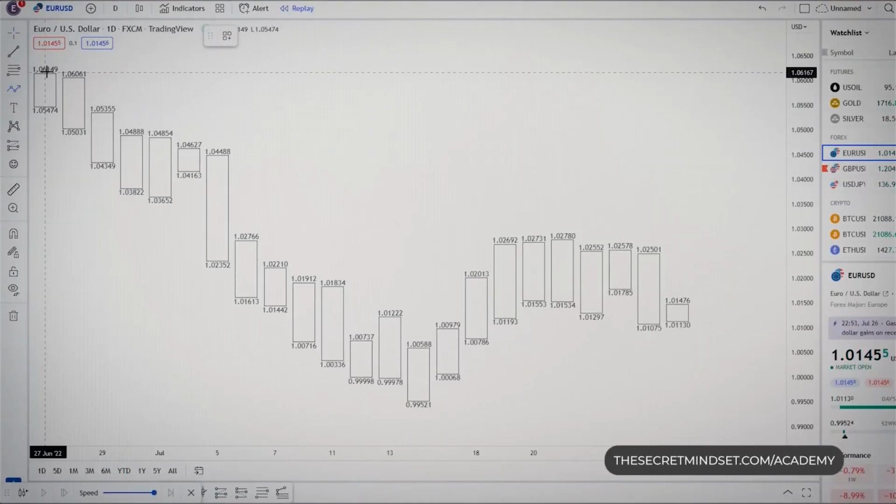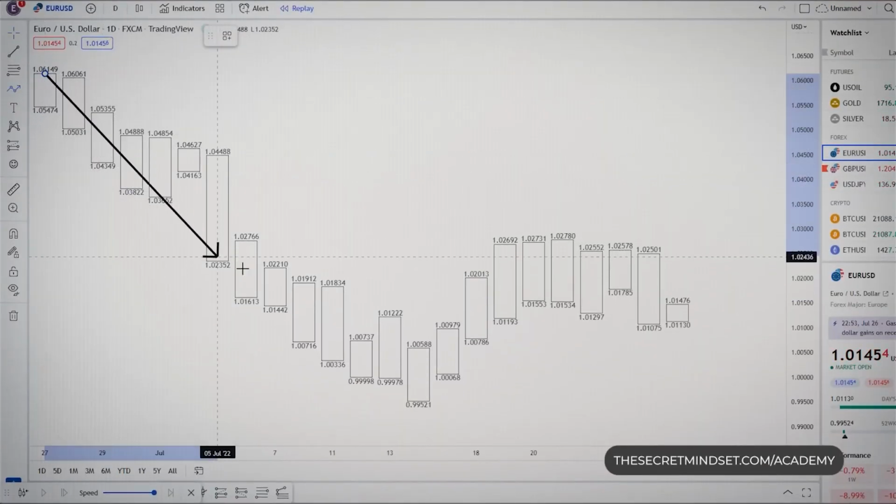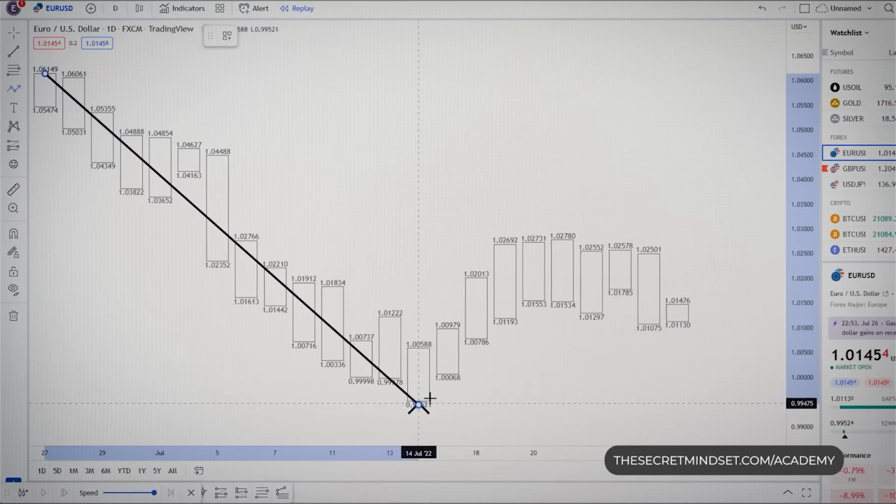Now let's look at the previous example and let's mark the main swings based on the bars that changed the direction of the market swings.